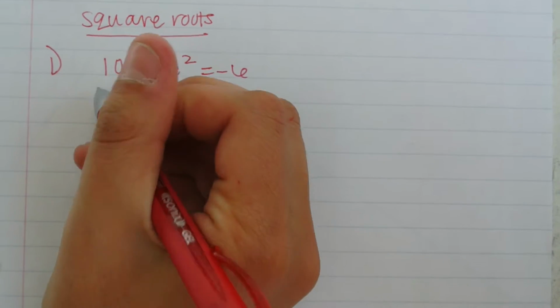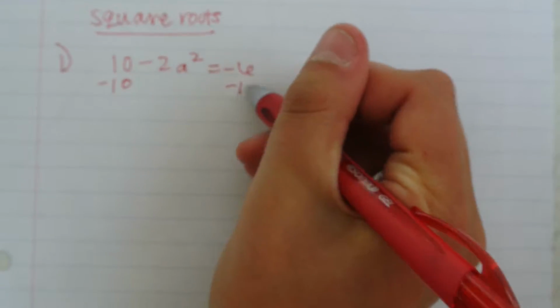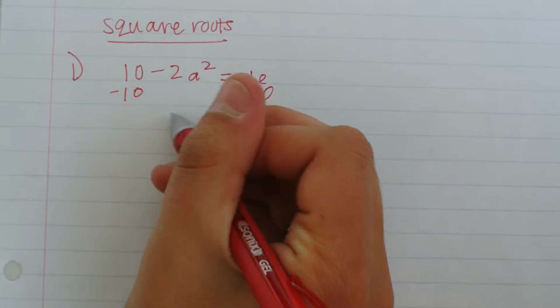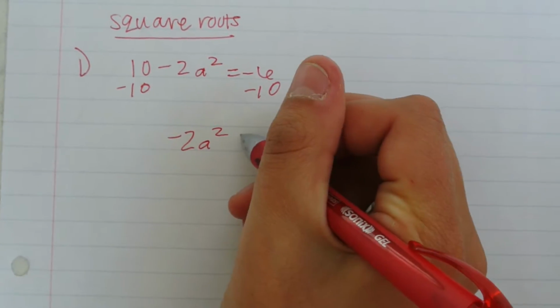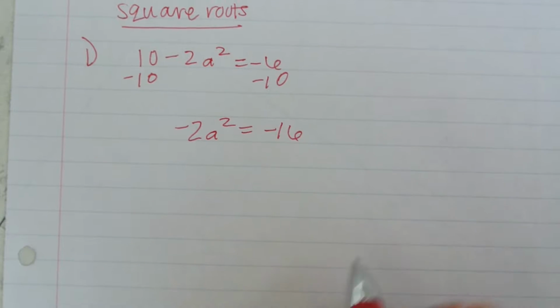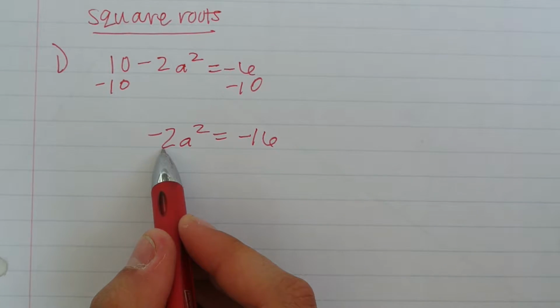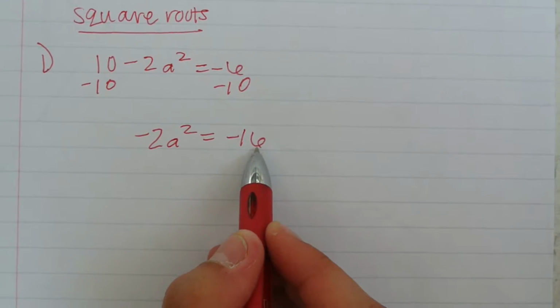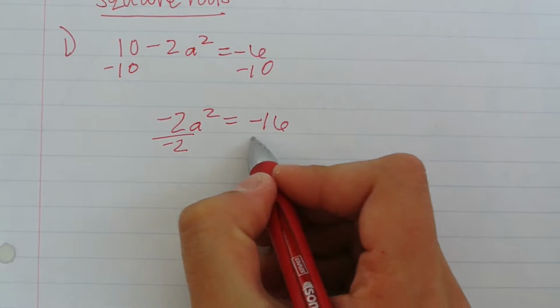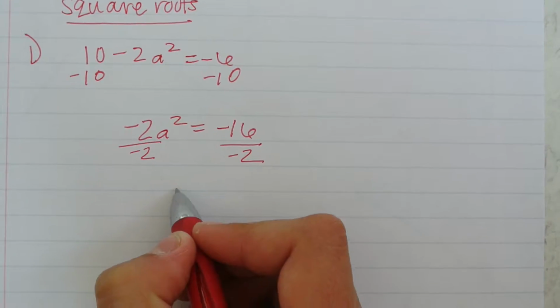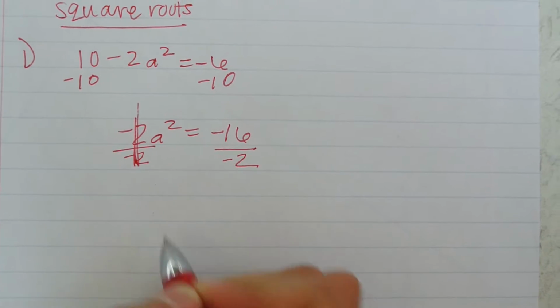So this is a plus 10, so we need to subtract 10 from this side and subtract 10 from that side. This ends up equaling negative 2a squared equals negative 16. Next we want to get the negative 2 over here so that we can leave a squared alone. So we'll divide this side by negative 2 and that side by negative 2. That way this will cancel out.